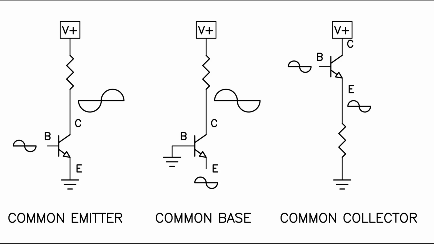Common collector has input to base and output from emitter with current gain, but no voltage gain, and signal phase is preserved. This applies to the other devices as well, with just the pins having different names and with the common pin always grounded with respect to the signal.